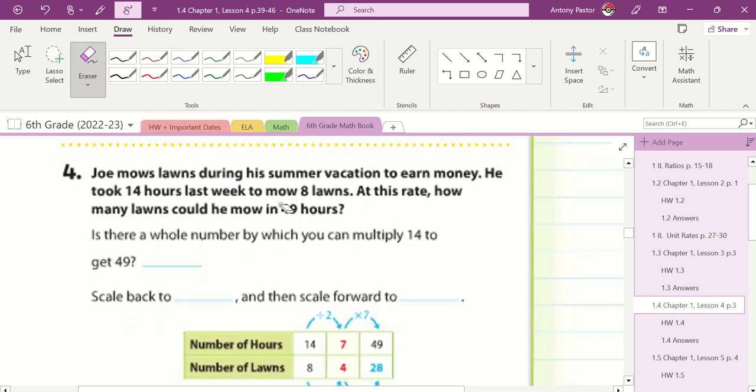Joe mows lawns during his summer vacation to earn money. He took 14 hours last week to mow 8 lawns. At this rate, how many lawns could he mow in 49 hours?